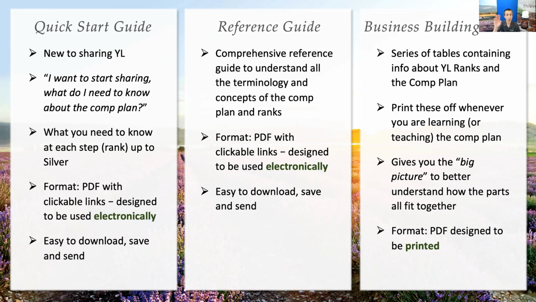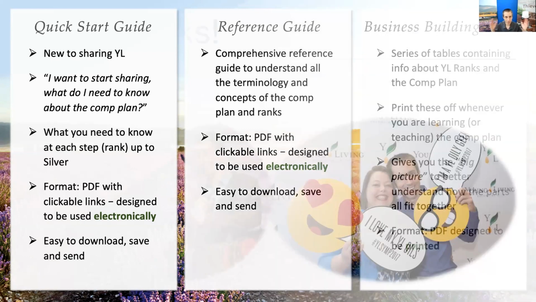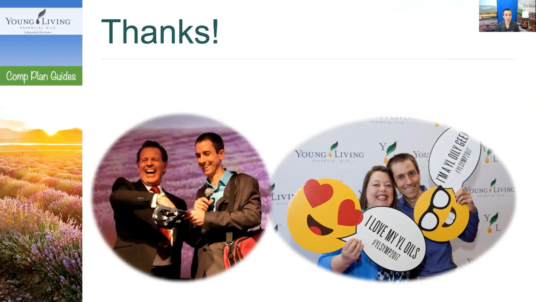And then the third one, the Business Building Guides, are these tables that are designed to be printed out for you to have with you whenever you're learning about the compensation plan or whenever you're teaching it. You want to have a printout of these with you so you can always refer back to them and see how whatever you're learning about looks in the overall picture of the Young Living compensation plan, commissions, bonuses, and the ranks. Okay, those are the 3 guides.